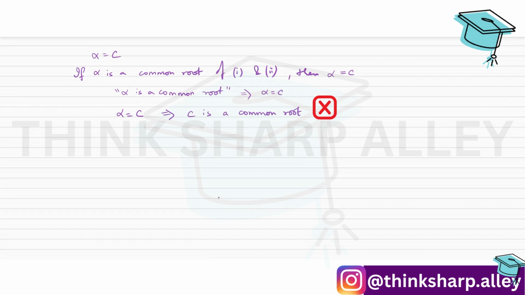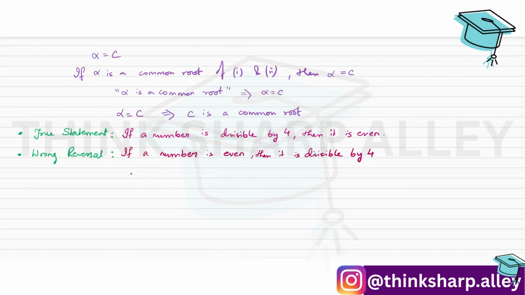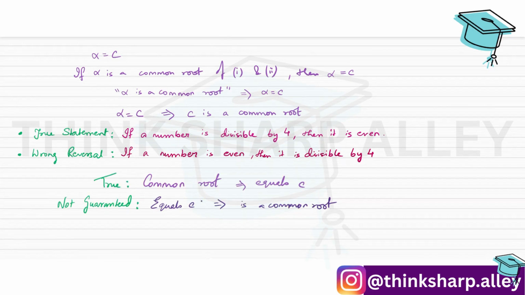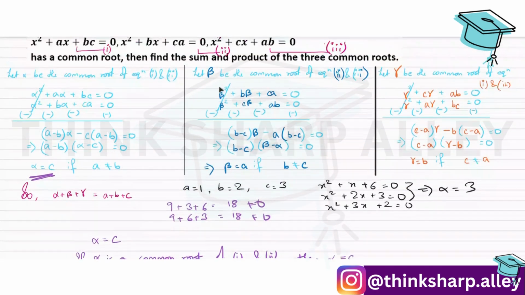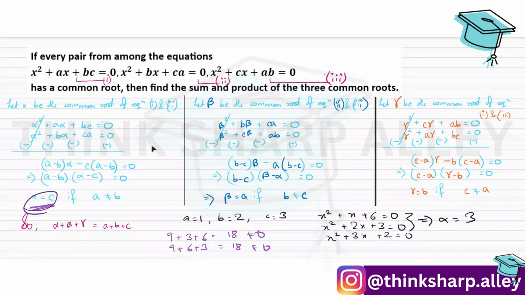Now why this matters, let us take an analogy. If I say if a number is divisible by 4, then it is even. But if I reverse this statement and say if a number is even, then it is divisible by 4, that is not logically valid. Same pattern here. So if alpha is a common root, then alpha is equal to c. But just because alpha is c doesn't mean that it is a common root. So the real check that you must do, if you conclude that alpha is equal to c, is verify that c actually satisfies both equations 1 and 2.